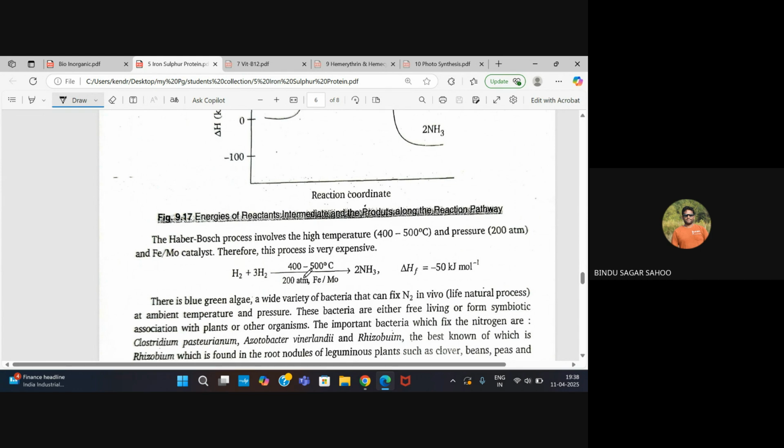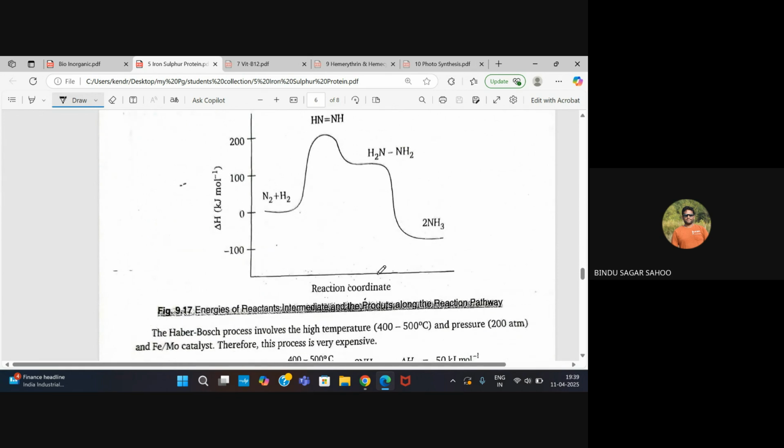So this is very expensive. Here is the formation of ammonia gas from nitrogen: N2 plus 3H2 combine and form ammonia gas. The forward step is feasible, but the formation of ammonia gas this way is very expensive. That's why we prefer the biological methods.